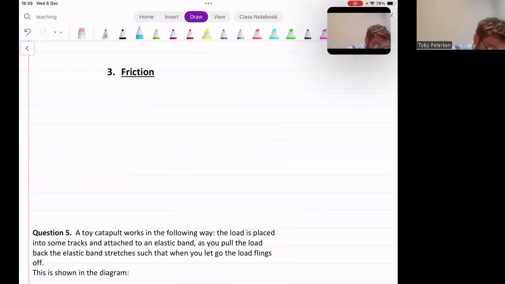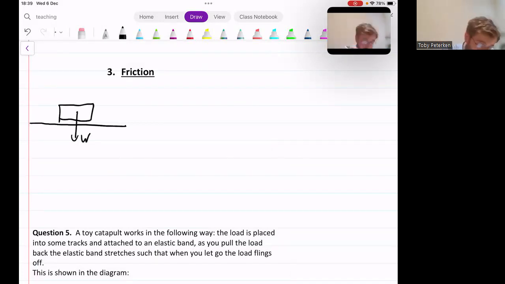Okay, for the final section, let's talk about friction. So, if something's resting on a surface, it's got its weight, but the force coming back from the surface is the normal reaction force, or the reaction force from the surface. Now, from Newton's third law, a common mistake is that the reaction force from the table is not the equal and opposite force accompanying the weight, right? The weight comes from gravity.